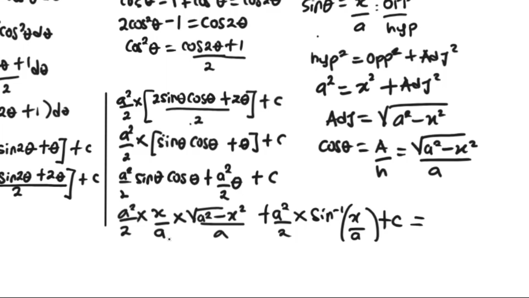We can cancel out here. A times a will give us a square. A square will cancel a square. So here we are left with x over 2.